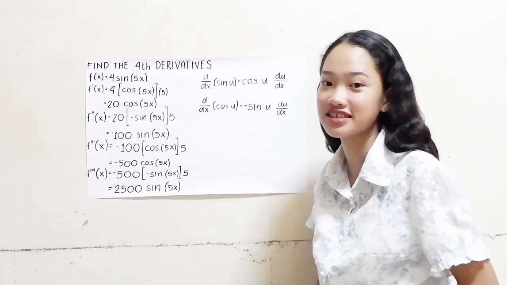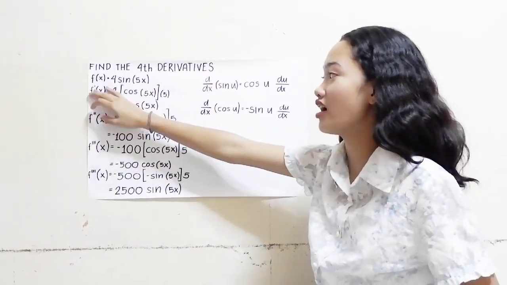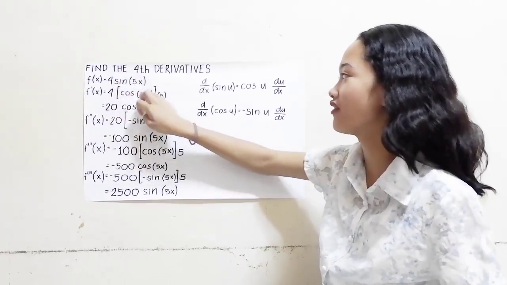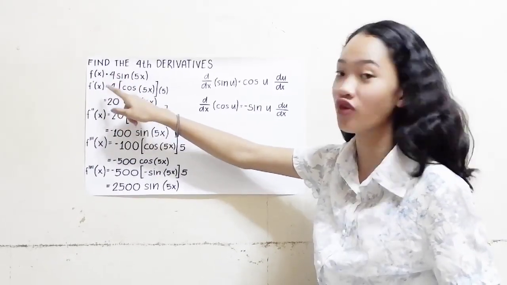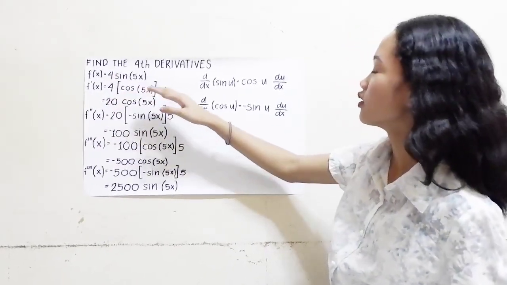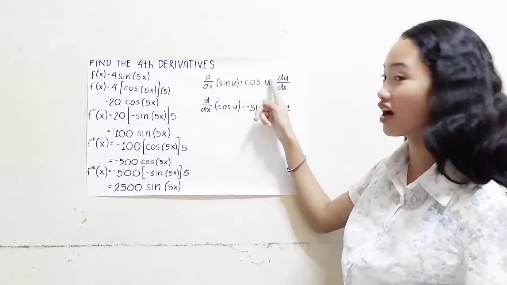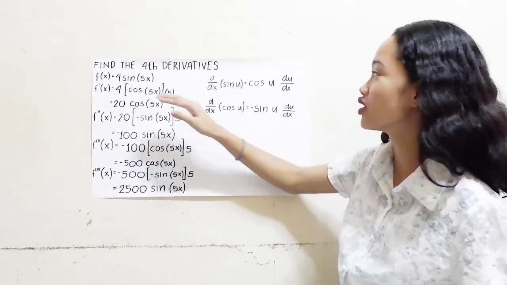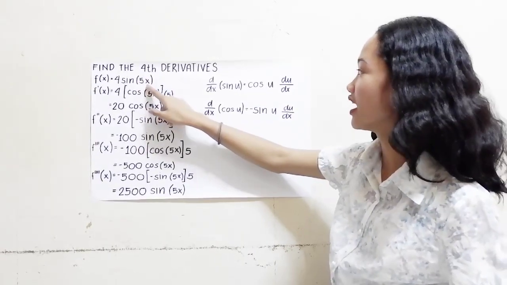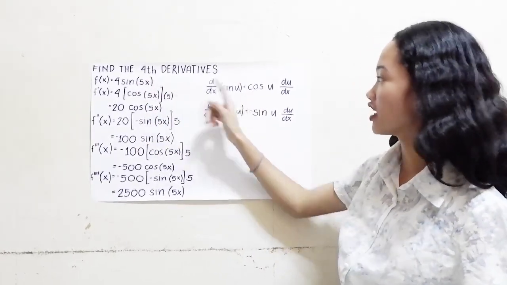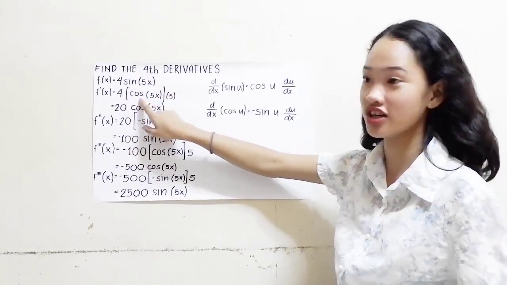For our last example, we need to find the fourth derivative given f of x is equal to 4 sine 5x. For our first derivative, you just copy the 4, then we use the formula d over dx, sine u is equal to cosine u times the derivative of u over dx. In our given, the u here is 5x, and the derivative of sine is cosine. So, we put cosine here.